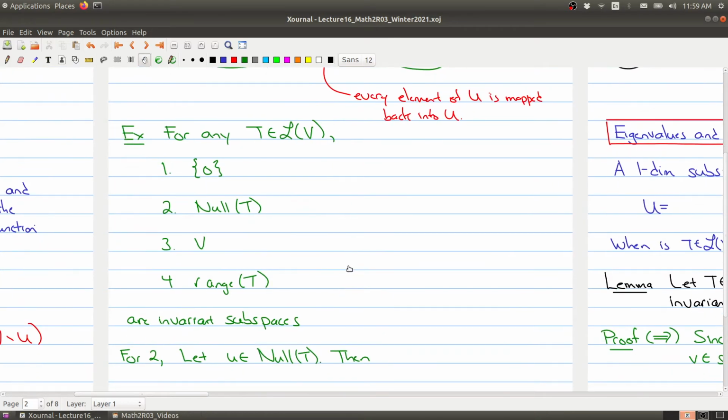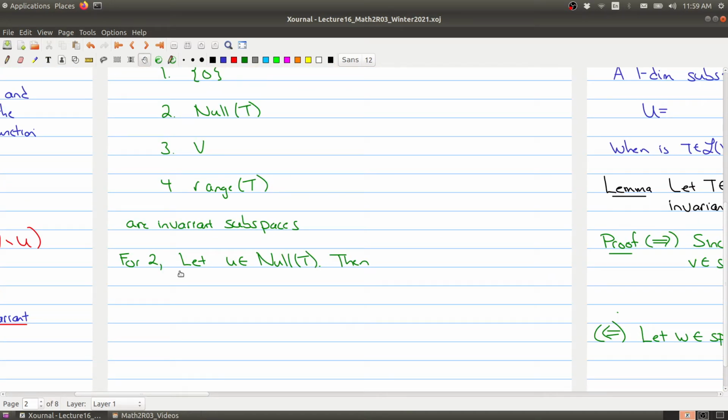And just let me show you a quick proof for why 2 is true. So let's say I take an element U in the null space of T. Then by definition, TU is equal to 0. But the vector 0 is also an element of the null space of T. So we have that TU belongs to the null space of T. So anything that we start with, we took any vector inside of the null space, after we apply the linear operator, we end up back in the same space.